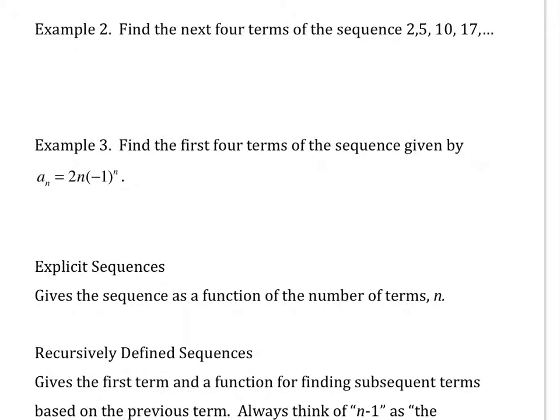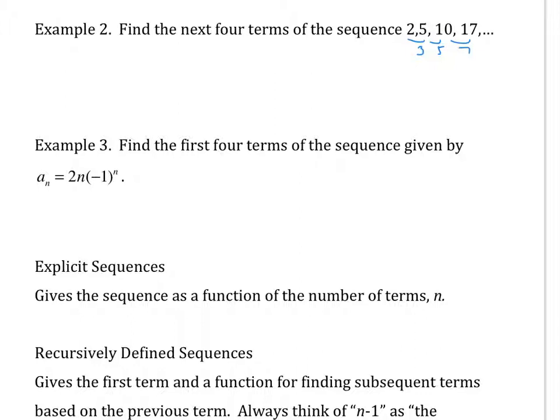Example number 2. Find the next 4 terms of the sequence. Now this one's a little bit different because I'm noticing that it's going up by varying numbers. This is going up by 3, but this one's going up by 5, and this one's going up by 7. So it looks like you're going up by odd numbers as you go through.